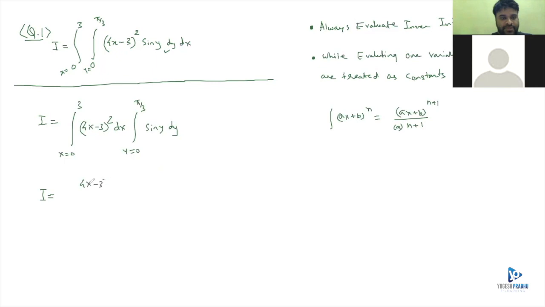It's (4x minus 3) to the 3 over 3, times 4. Don't forget, times 4. And the limits will go from 0 to 3. And the integral of sine is going to be cosine y, minus cosine y. And that will go from y equals 0 to pi over 3.